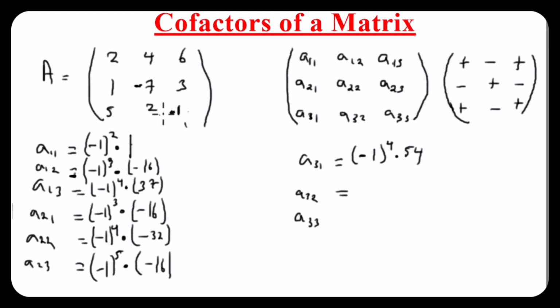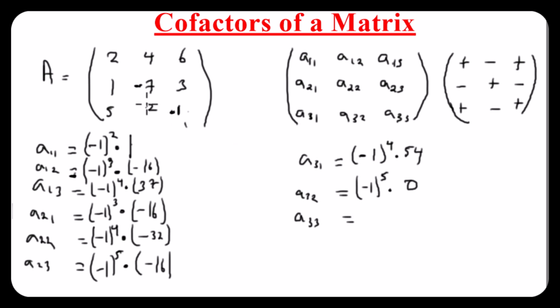All right, so second to the last, A32. It belongs to the third row, second column. So strike out the third row, strike out the second column. So I'm left with 2, 6, 1, 3. So 2 times 3, that's 6. This is the power of 5. 1 times 6, 6 also. 6 minus 6, so that's 0. All right, so lastly, what do we do?